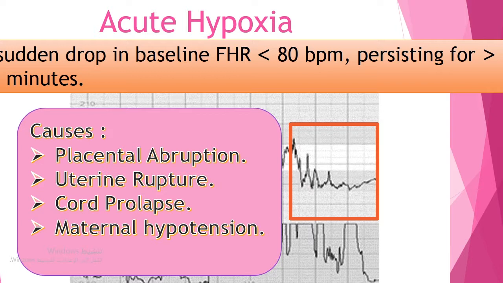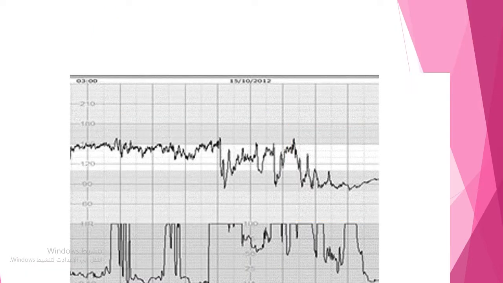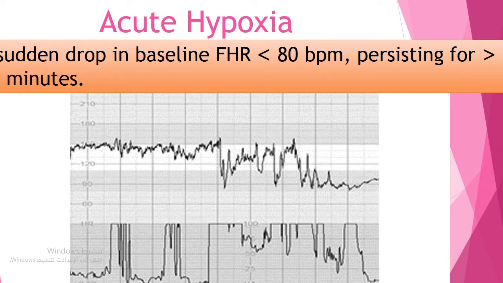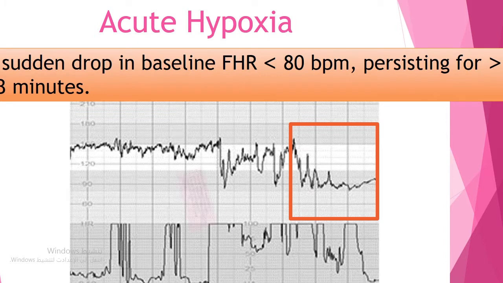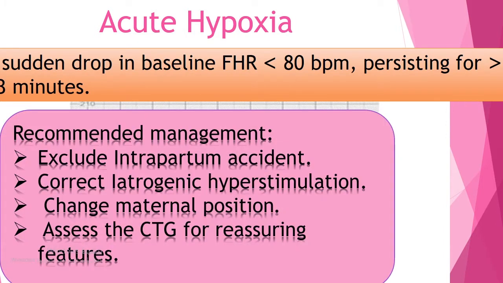The management of acute hypoxia has 4 steps. 1. Immediate assessment to exclude the 3 major accidents during labor: cord prolapse, placental abruption, or cesarean scar rupture. 2. Correct iatrogenic causes such as uterine hyperstimulation secondary to an excess of oxytocin infusion, or maternal hypotension due to anesthesia.